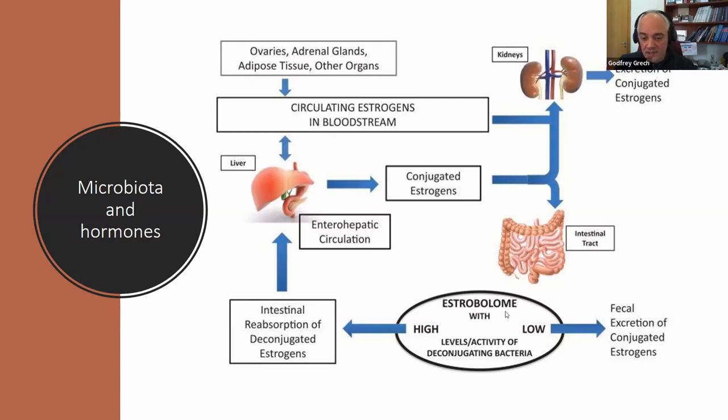What's important here is that within the intestinal tract, there are actually specific bacteria that would remove this protein from the estrogens and recirculate the estrogens towards the bloodstream. So there is a huge regulation of estrogen levels in the bloodstream. And again, we have the microbiota bacteria in the gut here, which play an important role in the regulation of such an important hormone.